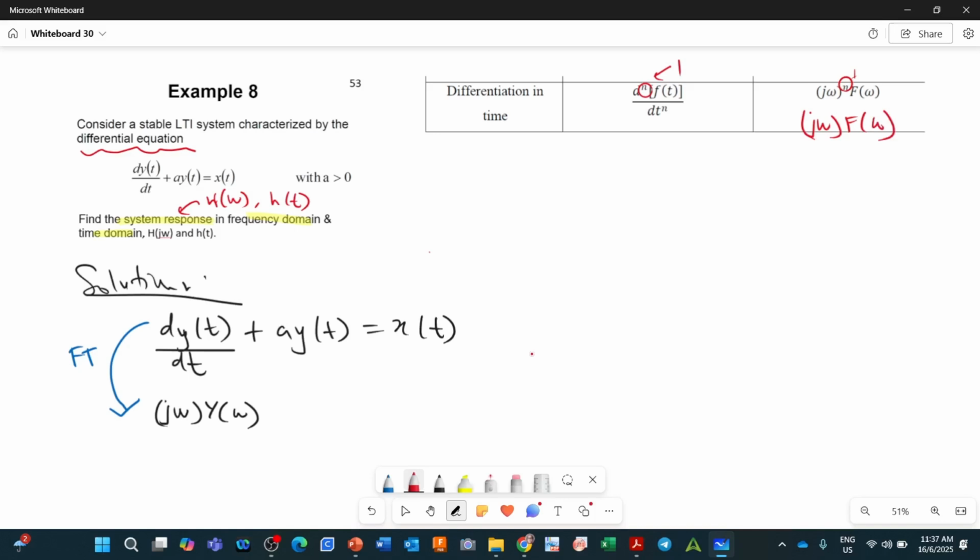F(omega), why? Because the equation given by f(t) originally means that basically they give you df(t)/dt. So it depends on the question, F, X, Y, and so on. Right. So plus ay(t), y normally just convert only. So you have aY(omega), equivalent to x(t), just convert it as normal, you get X(omega).